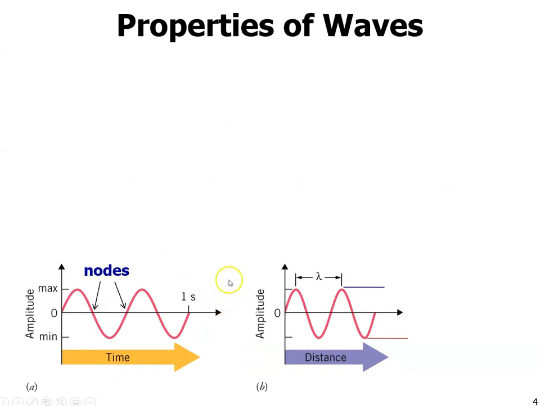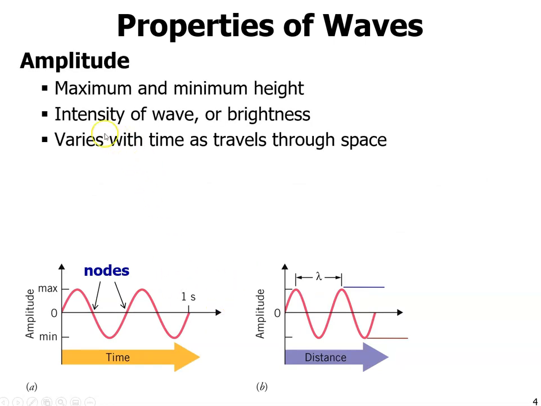A few other properties: we have amplitude, which is the maximum height and minimum height. So the amplitude is going to be described by how high this peaks. And this is related to the intensity. So if we have more intensity or higher brightness of light, that means the amplitude is higher. It would also be analogous to a stereo system. If we turn up the volume, we're increasing the amplitude.